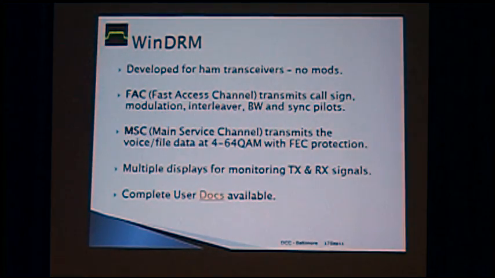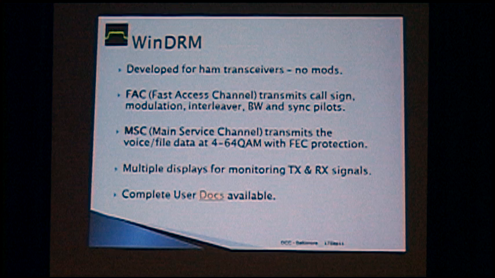So it was developed for ham transceivers, with no modification required like you would need for DRM. It uses a fast access channel to transmit the call sign, the type of modulation, the interleaver, which is forward error correction, and the bandwidth being used in the sync pilots. And in its main service channel, it would transmit the actual voice. Again, we could use from 4 to 64 quadrature amplitude modulation, also with FEC protection.